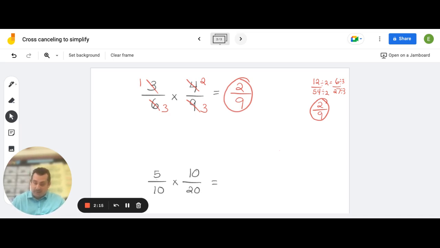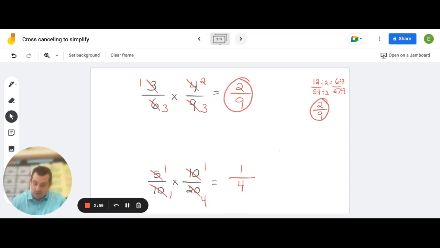All right, let's look down here. 5/10 times 10/20. How do I cross-cancel here? Well, we notice 10 and 10. I could divide them both by 10. 10 divided by 10 is 1, and 10 divided by 10 is 1. That cross-cancels. 5 and 20, well, they both have 5 as their common factor. 5 divided by 5 is 1, and 20 divided by 5 is 4. Now we multiply across and we get 1/4, which is in simplest form.